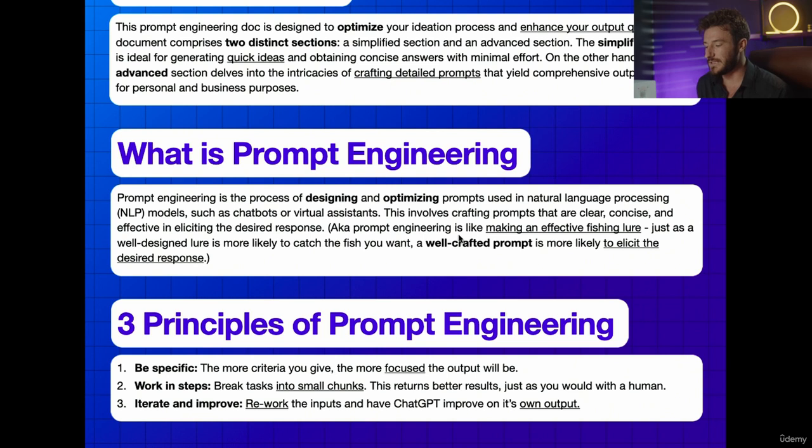And now on to the three primary principles of prompt engineering. First up, you want to be specific. The more criteria you give, the more focused the output will be. You also want to work in steps and break up your tasks into smaller chunks, just as you would with a human. You wouldn't go to your friend and ask them to do 10 things back to back. You would work through things methodically.